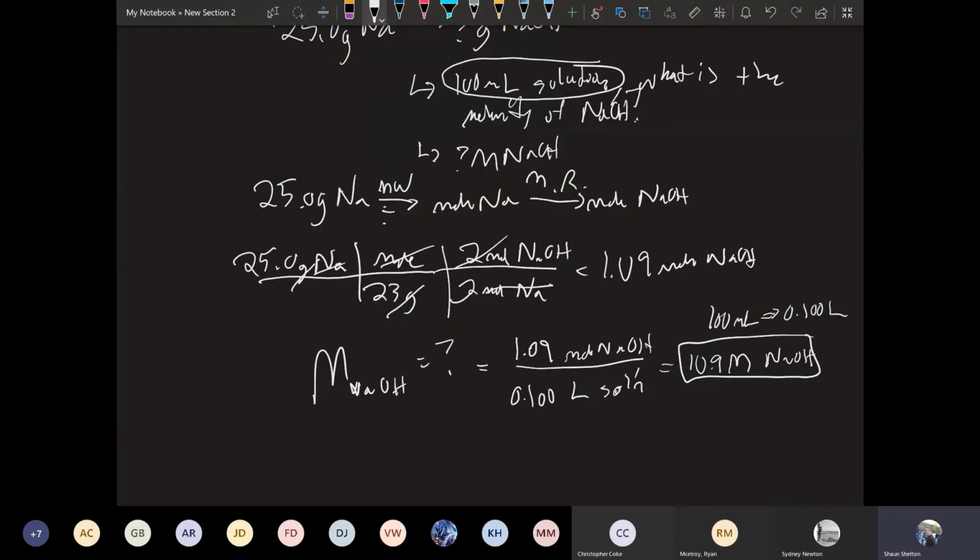So when we talk about solution stoichiometry, this is really what we're trying to get ourselves to being able to do, is trying to solve for molarity using the information given. Do y'all understand that part? Yes.